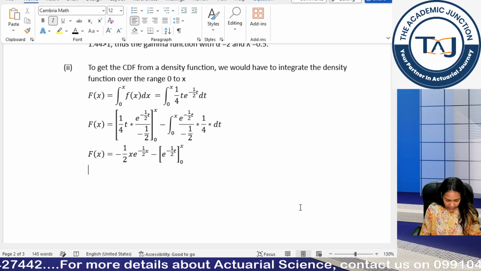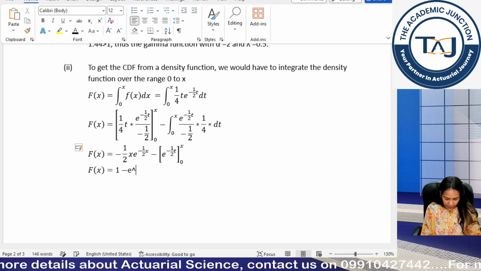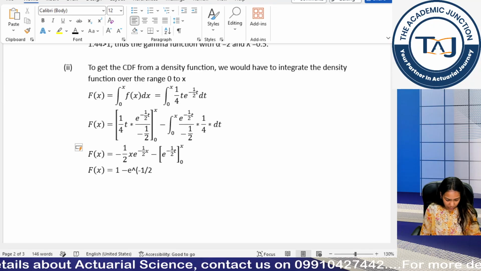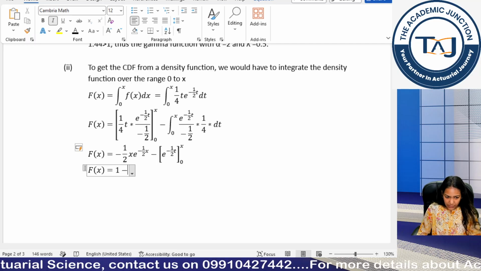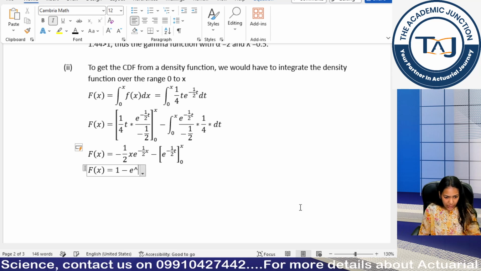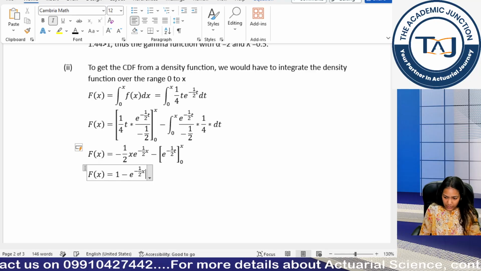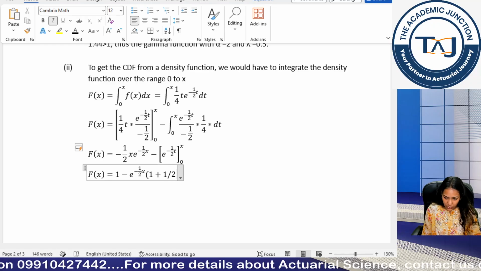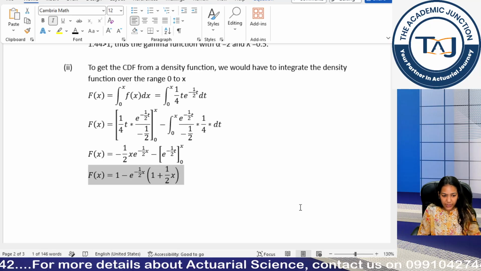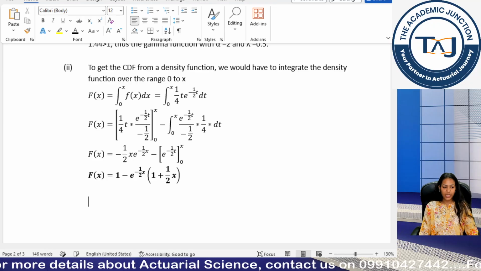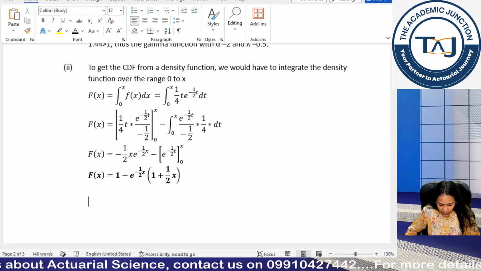Then coming to our final integration, F(x) is equal to 1 minus e to the power minus 1 by 2 x, 1 plus 1 by 2 x. So this is what we were required in the question as well. That's why we are bolding out the answer. Okay, I hope this is clear. Let's move on to the next part.